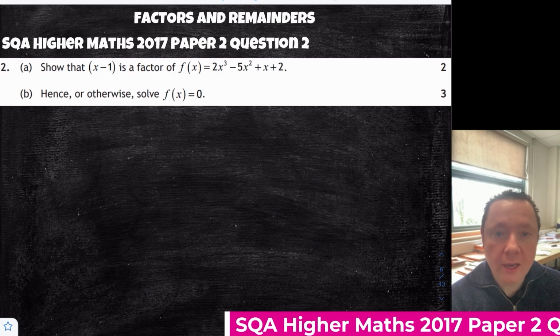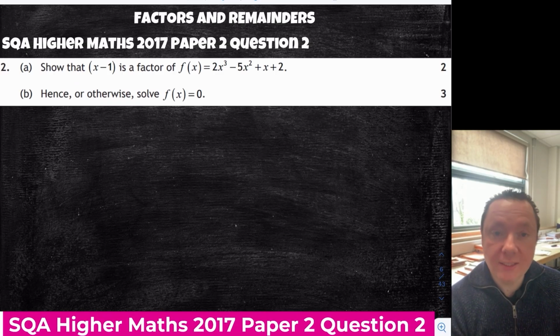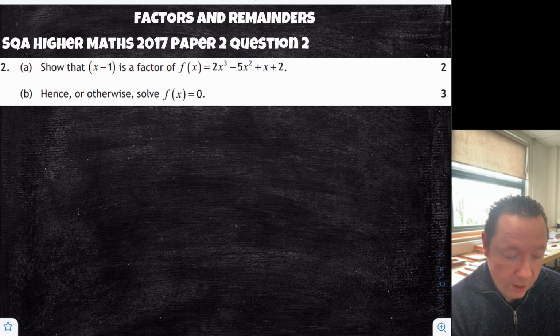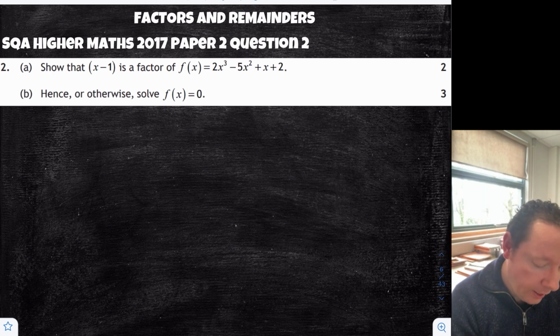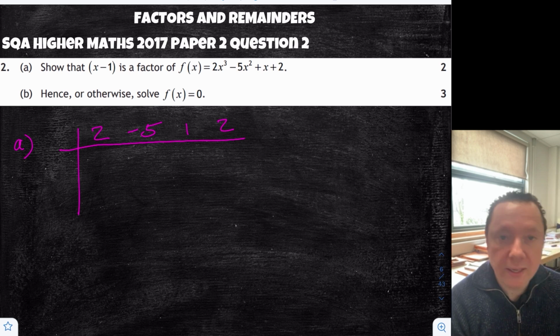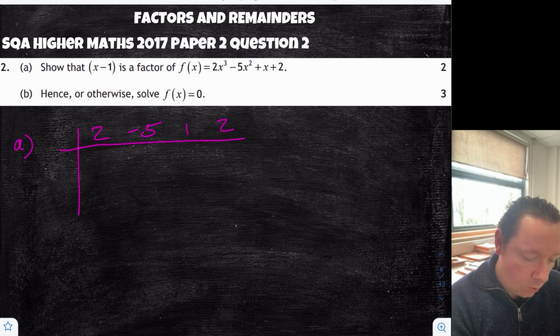And we're done there. Okay, factors and remainders, SQA Higher Maths 2017, paper 2, question 2. Show that x minus 1 is a factor of f(x), and then hence or otherwise solve f(x) equal to 0. So for part A, we could use synthetic division. So we get 2x cubed minus 5x squared plus 1x plus 2. And we're showing x minus 1 is a factor, which means that 1 is a root. So I'm subbing 1 in.